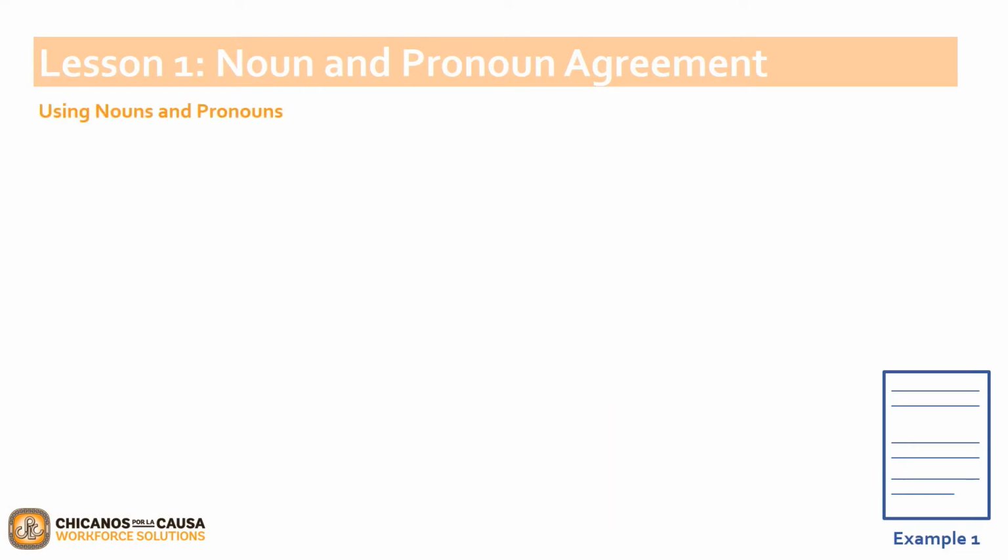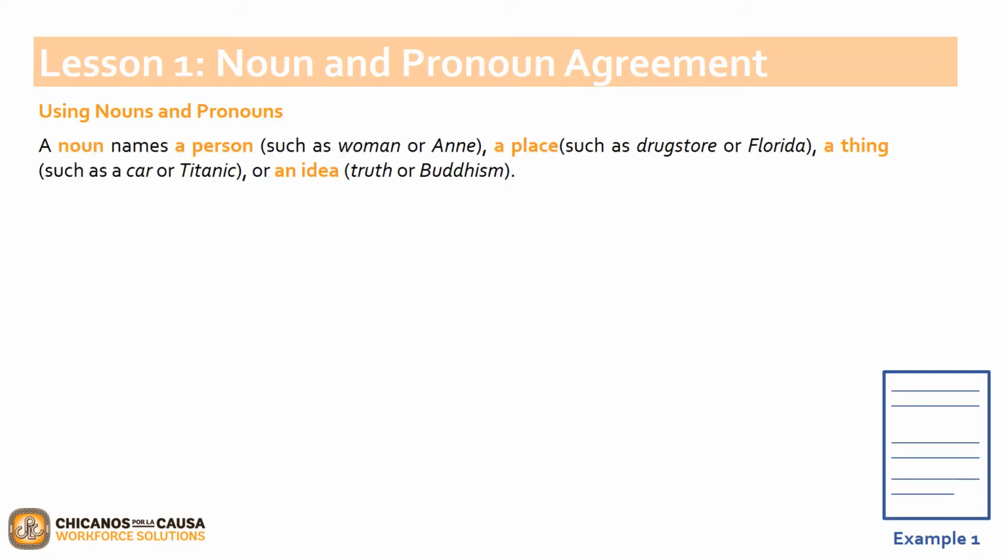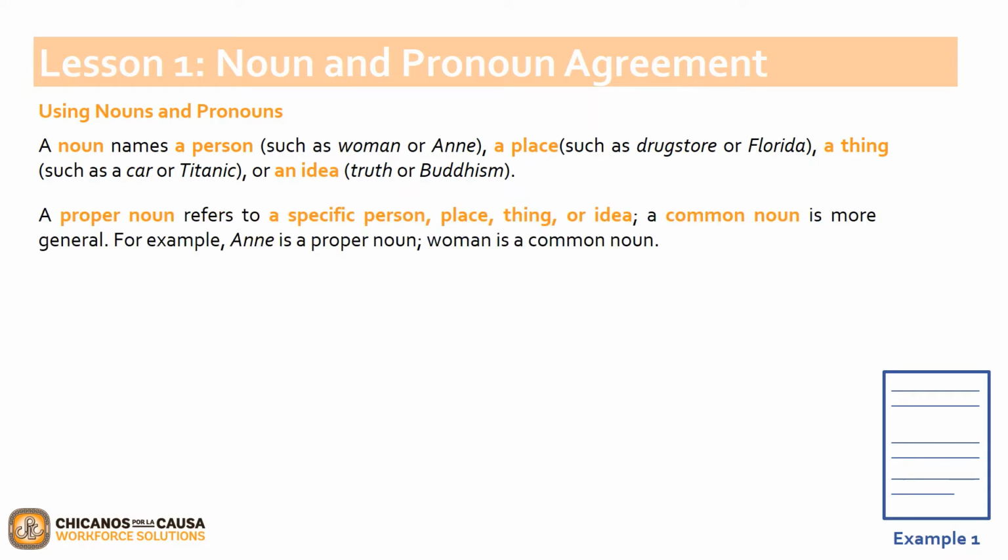Using nouns and pronouns. A noun names a person, such as a woman or Anne, a place, such as drugstore or Florida, a thing, such as a car or Titanic, or an idea, such as truth or Buddhism. A proper noun refers to a specific person, place, thing, or idea. A common noun is more general. For example, Anne is a proper noun, woman is a common noun.